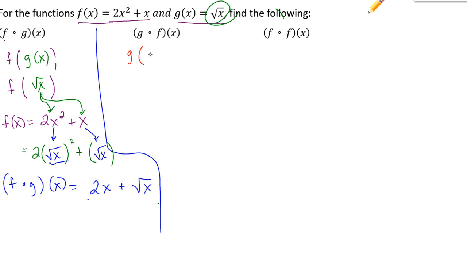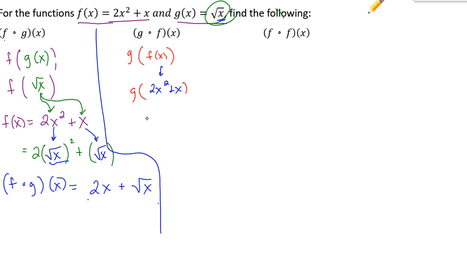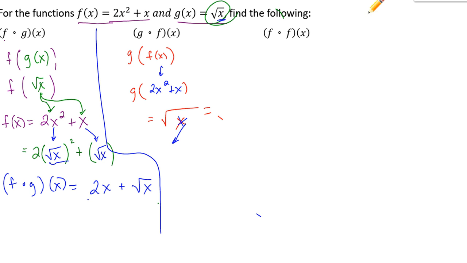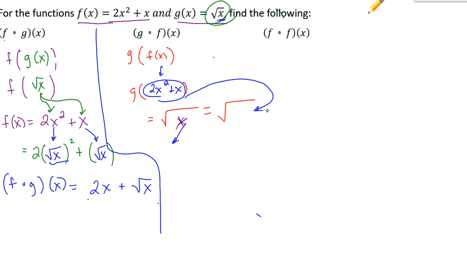G compose f of x, which means inside g, we're going to replace every x with f of x. So f of x is 2x squared plus x. We're plugging that into g. So if g of x originally was square root of x, I'm going to cut that x out, right? And that means I'm going to replace it with this stuff. So g compose f of x is going to be the square root of 2x squared plus x.